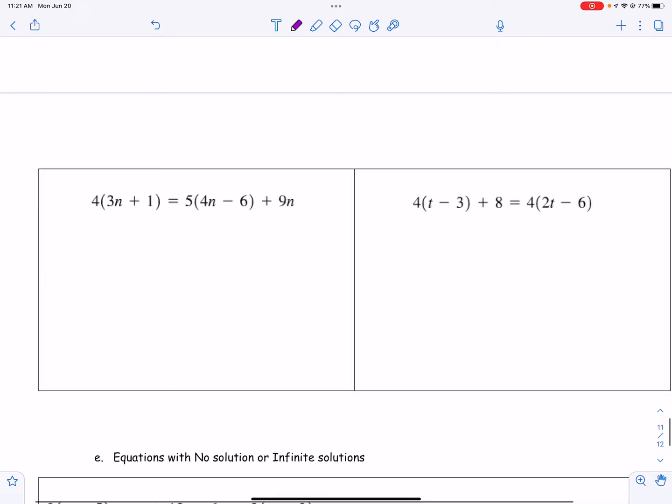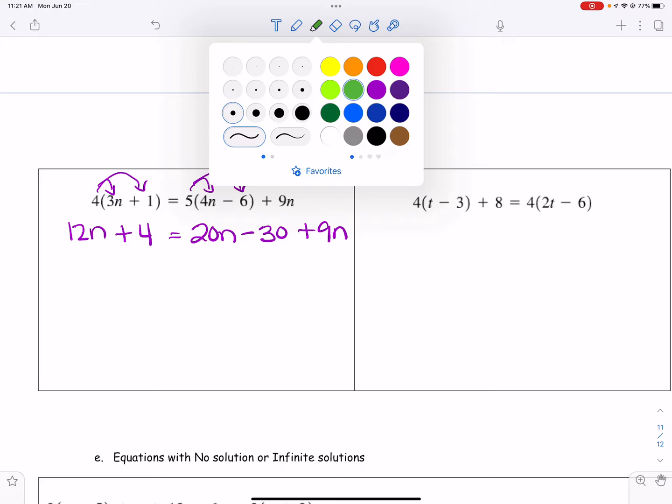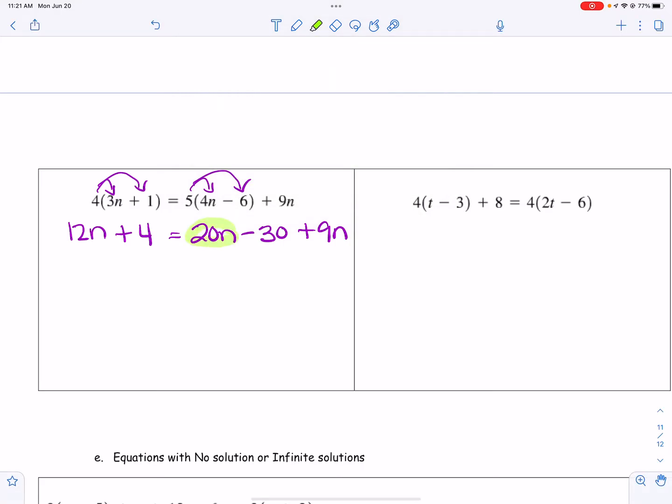Okay, same idea. I'm going to distribute, and then I'm going to collect like terms. So I get 12n plus 4 is equal to 20n minus 30 plus 9n. So again, remember, I am only collecting these like terms first. So 20n plus 9n makes 29n. And then I just bring down everything else that I haven't done anything with.